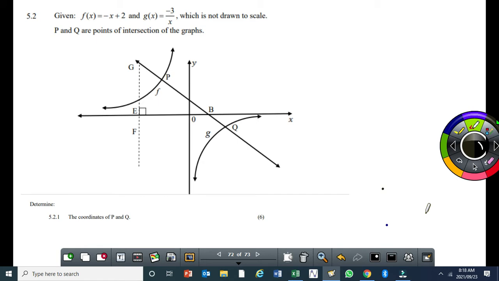Okay, so there are two types of questions that you can get on the hyperbola. You can get a question on sketching, which is the most important. Then you can also get a question on interpretation. So this is an interpretation question.